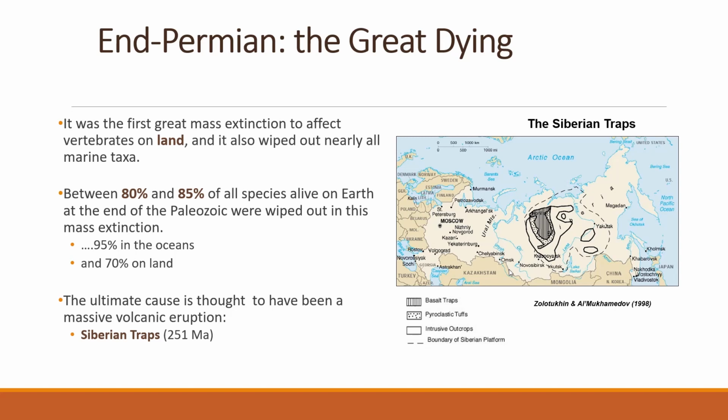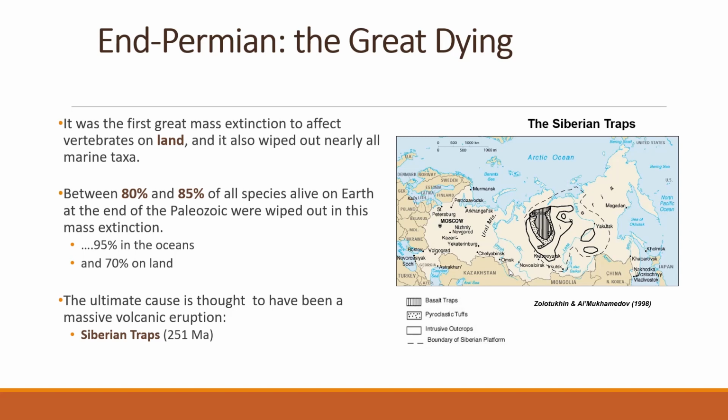The previous mass extinctions were primarily in the oceans. Now we actually have a large proportion of life on land. This one also did wipe out nearly all of the marine species, or taxa. Between 80 and 85% of all species alive on Earth at the end of the Paleozoic are wiped out in this mass extinction: 95% in the oceans and 70% on land.